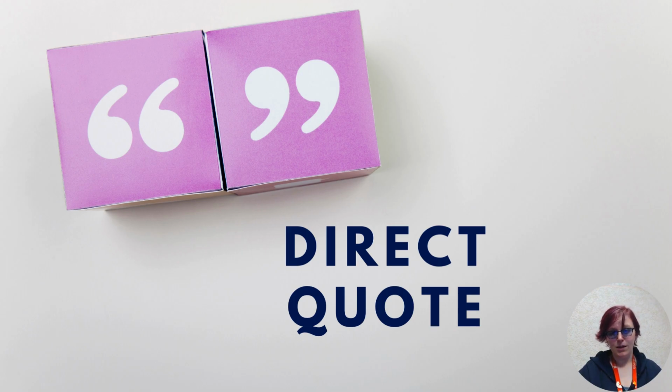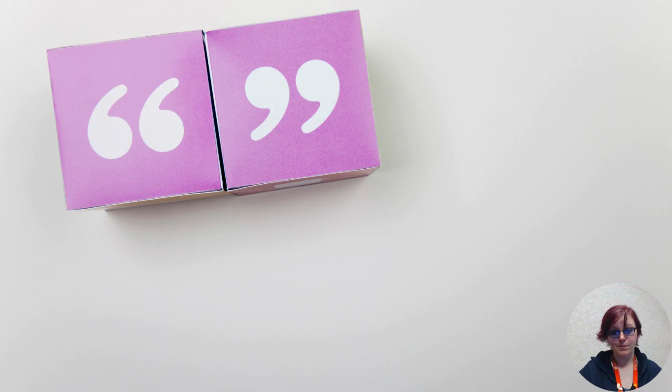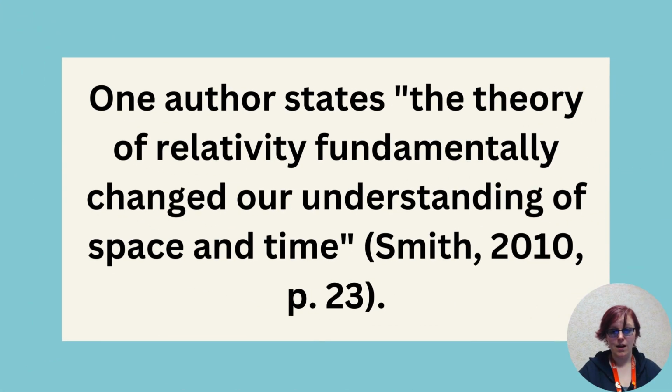The first way is by using a direct quote. A direct quote is when you take the author's words exactly as they were written in the text. Then you will need to use quotation marks around the author's words, as you can see here. This can then be followed by the in-text citation with the author's surname, year, and page number in brackets.